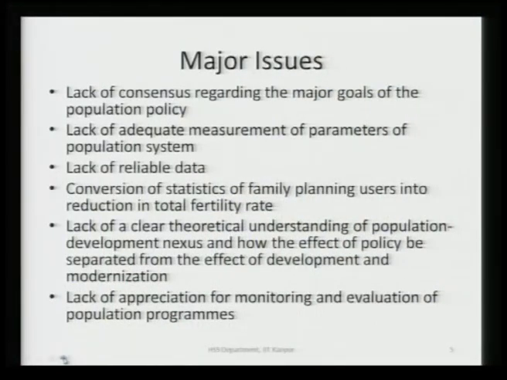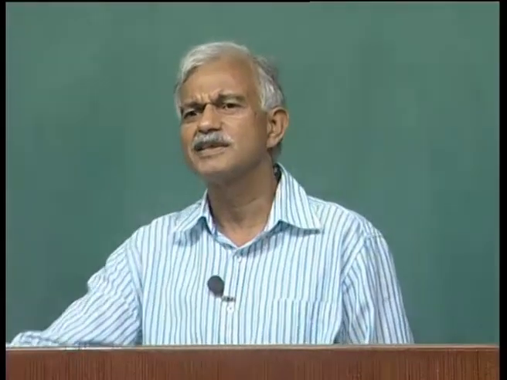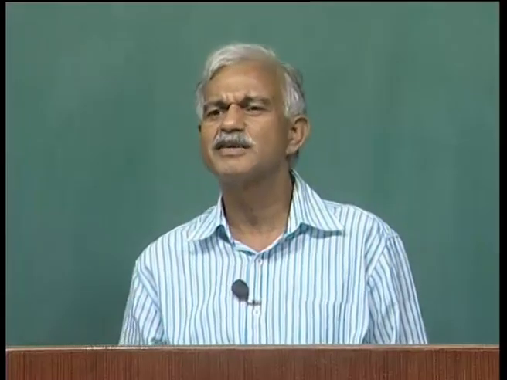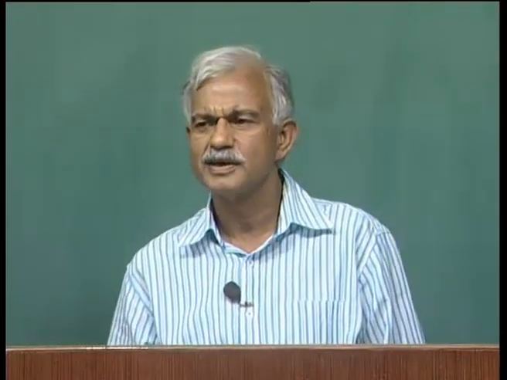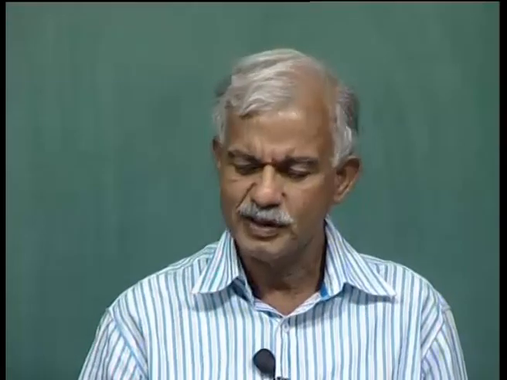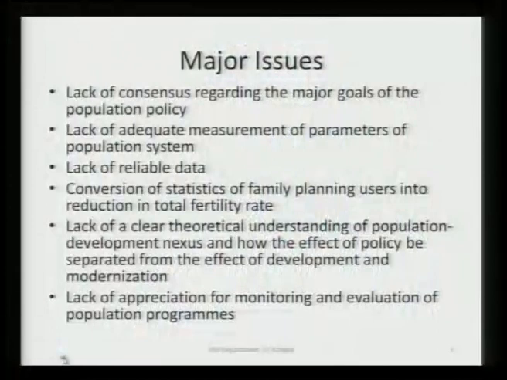Then, lack of adequate measurement of parameters of the population system. You may say the parameters of the population system are clear: fertility, mortality, etc. But how do you measure them? There is not one measure. Each of the components of population growth is measured in terms of several indicators. What is migration? Do you want to use census data, NSS data, or some other kind of data? Fertility: what do you measure? Birth rate, general fertility rate, age specific fertility rates, gross reproduction rate, or net reproduction rate? In what terms do you want to evaluate your population policy? If you fix different measures of parameters of the population system, you have different results.